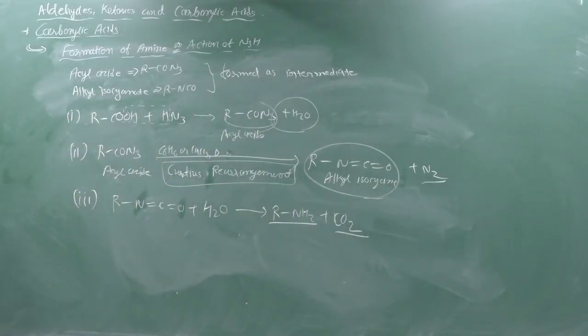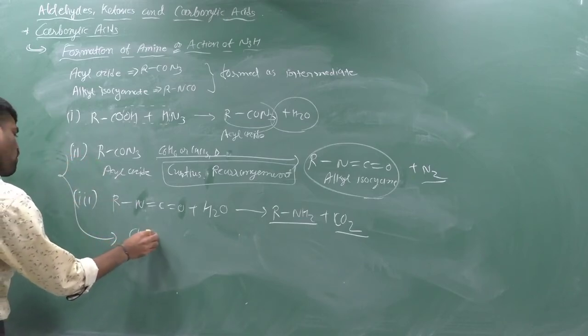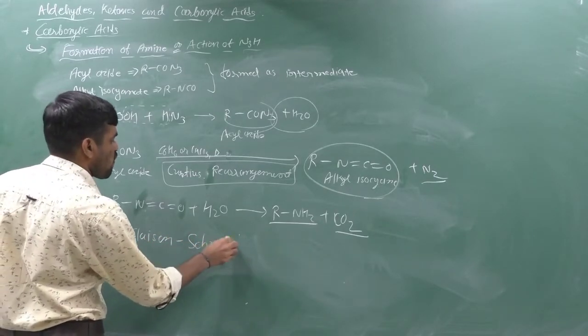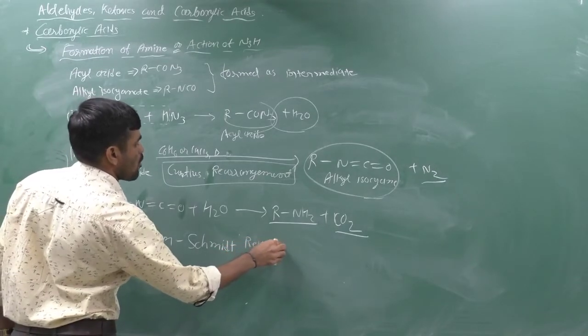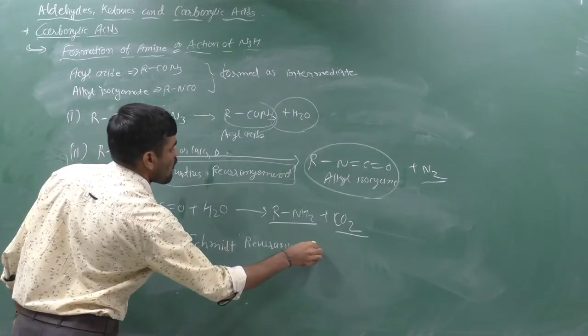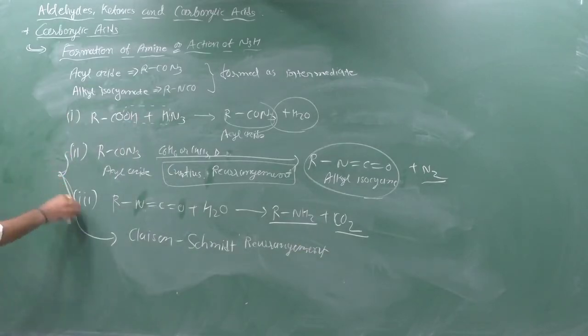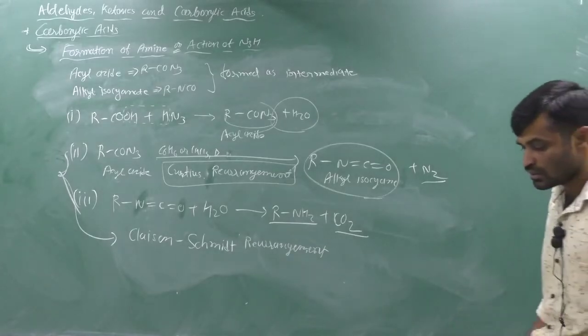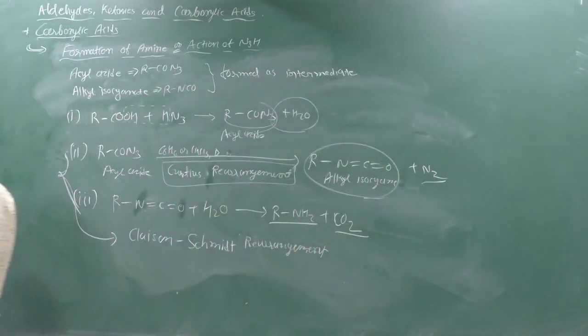Acyl azide on heating and hydrolysis to form primary amine is also known as Claisen-Schmidt rearrangement. The acyl azide that you get, you heat it and it rearranges, and this step is also known as Claisen-Schmidt rearrangement, which you can remember. I think you will be clear about that.